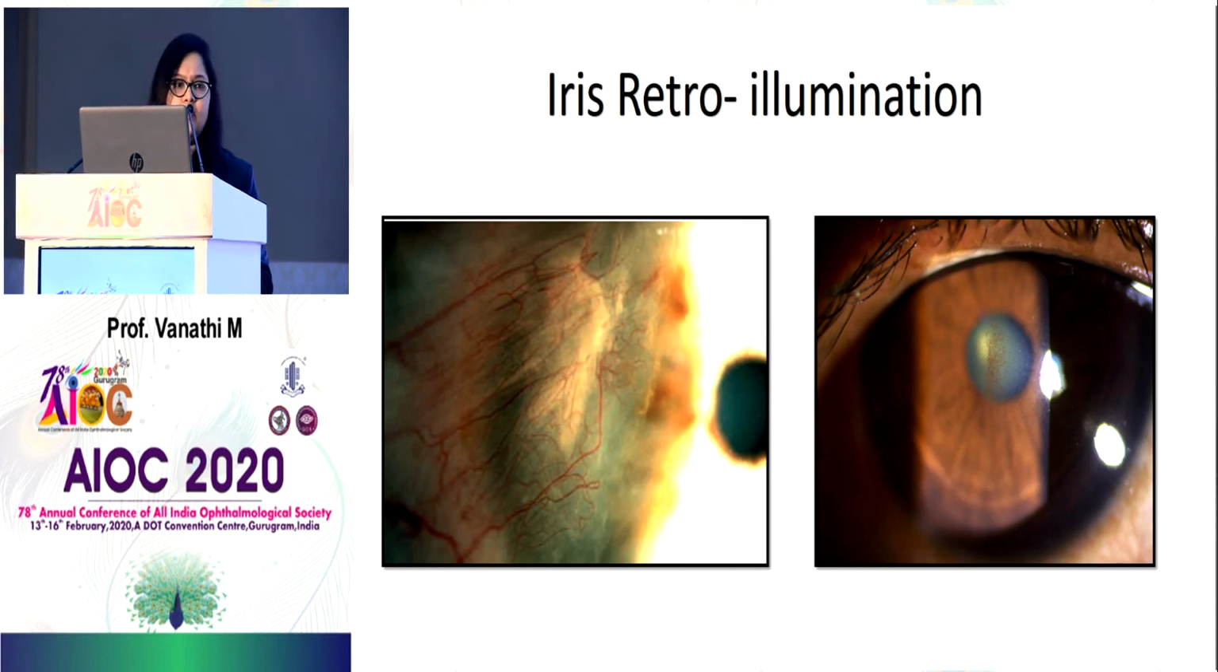Second one, can someone tell what is the finding? So here you can see pigment arrangement over the corneal surface. So this is Krukenberg spindle, which is seen in pigment dispersion syndrome.